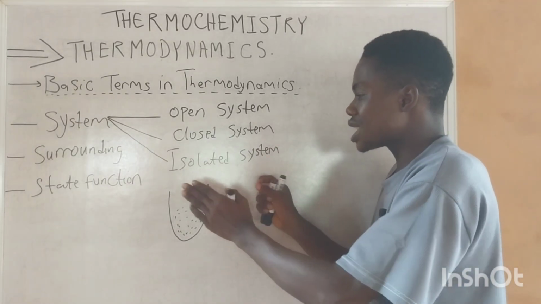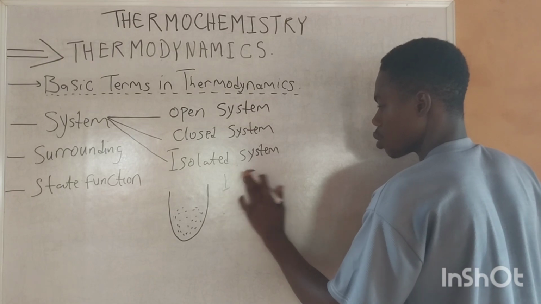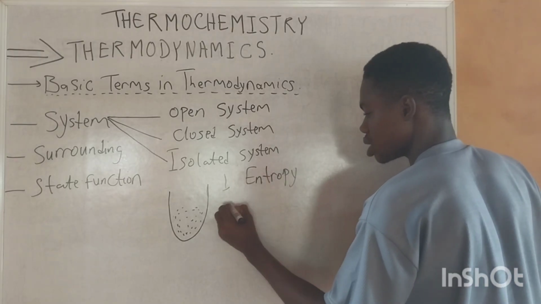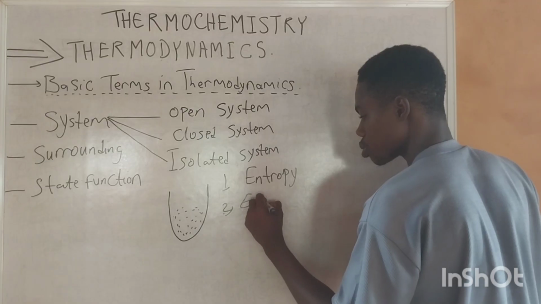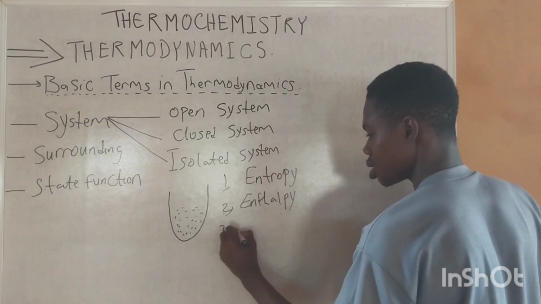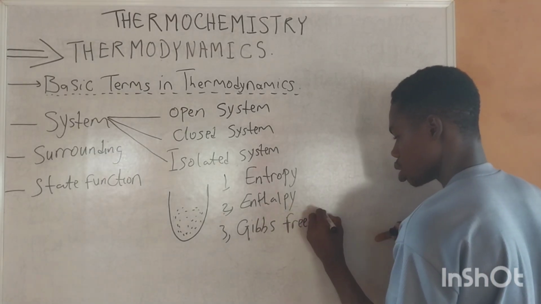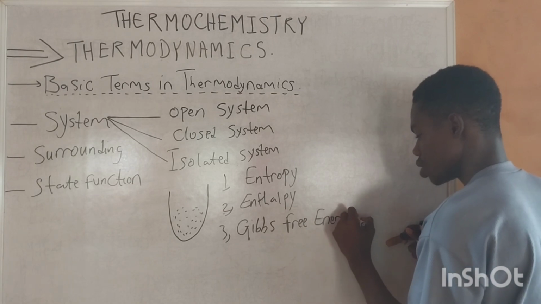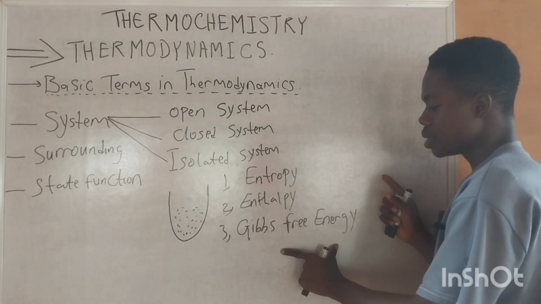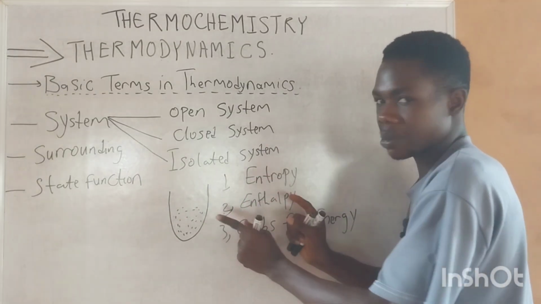Now examples of state function include, number one, entropy. Number two, we have enthalpy. We also have Gibbs free energy. So these are some of the examples of state function: entropy, enthalpy, and then Gibbs free energy. And when I was explaining state function earlier, I said that state function only talks about the present or the current state of a system.